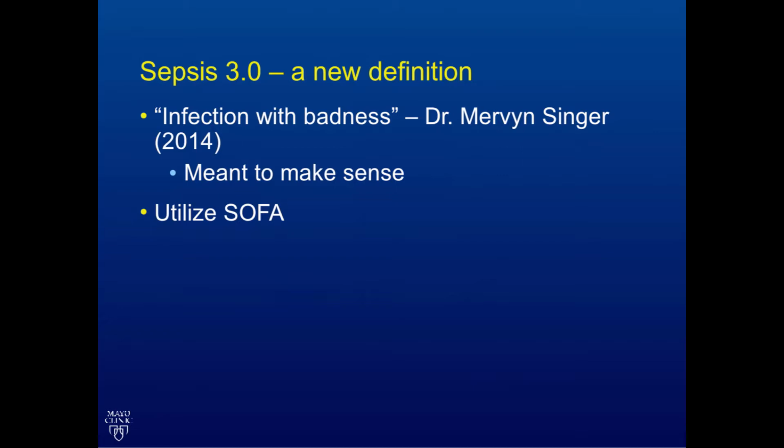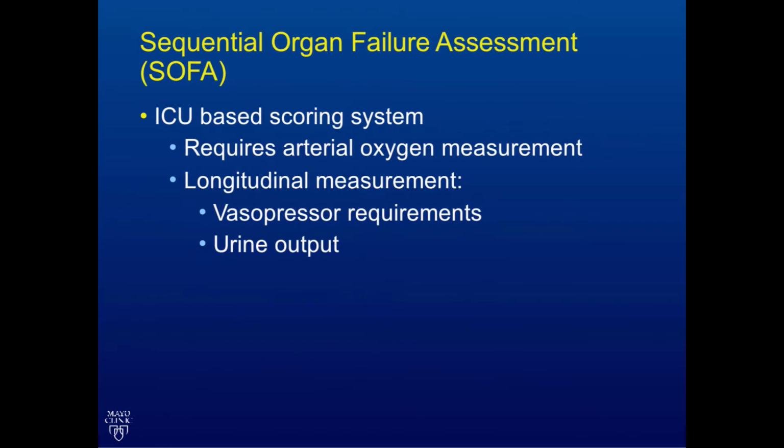And they said, we want this to say who's going to have a bad time with their infection. Well, the problem with SOFA is that it's an ICU-based scoring system. It requires arterial oxygen measurement, which is not routinely done in lots of places or clinically indicated apart from the SOFA score in many patients.